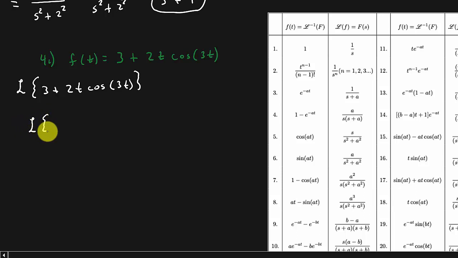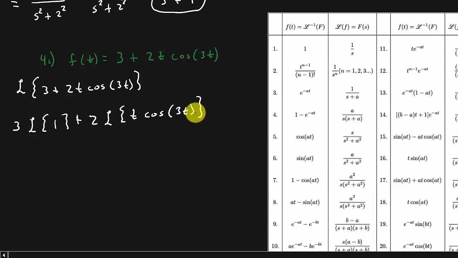Now look at this. We're going to have the Laplace transform of just a constant term of 3. Okay, but nowhere on here does it say 3. But we do have a 1. So we can take the 3 and pull it out, and that makes that the Laplace transform of 1. See, 3 times 1 would give us the 3. Plus, and then what we're going to do is pull the 2 out, Laplace transform of t cosine 3t.